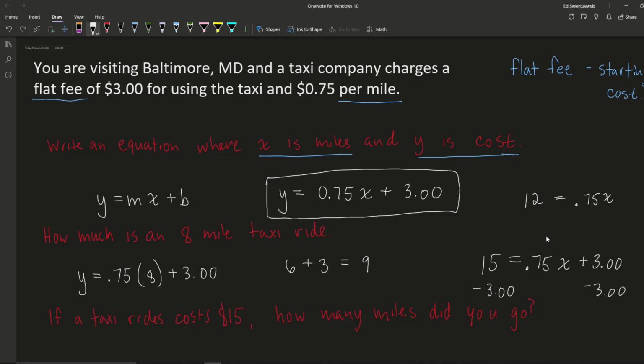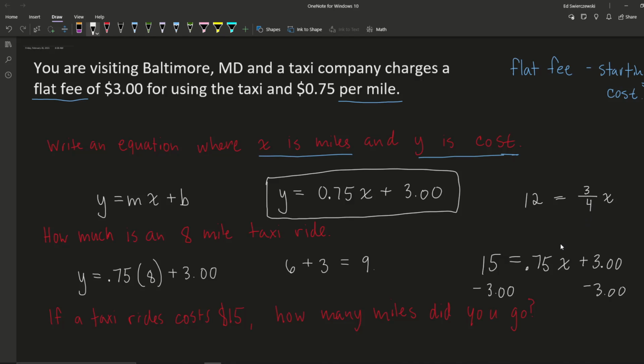And then the last step, what is it going to be, guys? What would I need to do to both sides? Yeah, if you said divide by 0.75, you are correct. Sometimes this is easier if you don't have a calculator to think of 0.75 as a fraction.